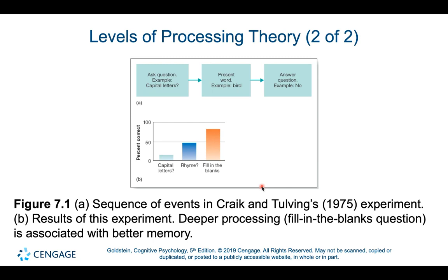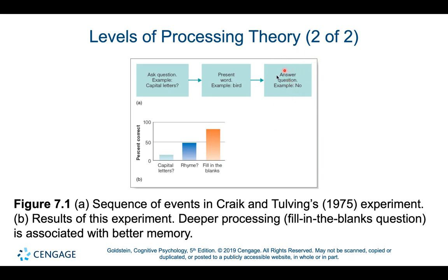And so, of course, we have an experiment that shows this, and we can see that people who focused on shallow processing, like does the word have capital letters, had very poor recall. Sort of in between, some people focused on whether a word rhymed or not with another word. They had a little bit better recall. And then our third group required people to answer a fill in the blank question using a memory target, a word that they're supposed to remember.